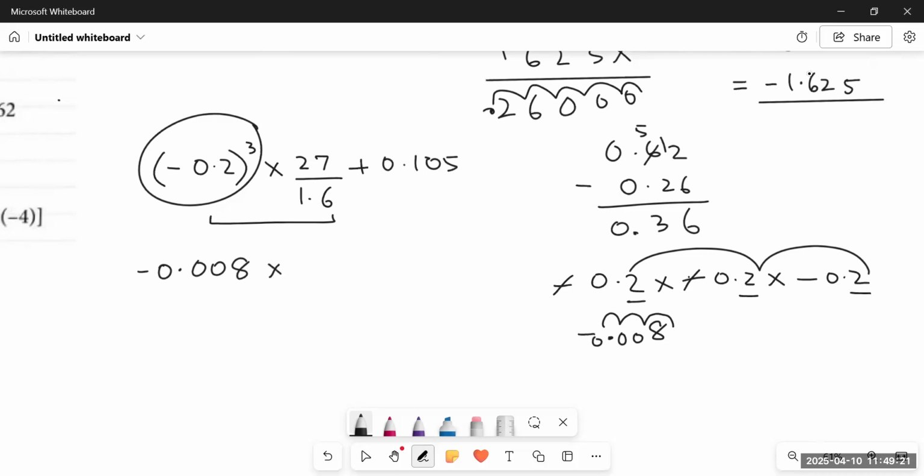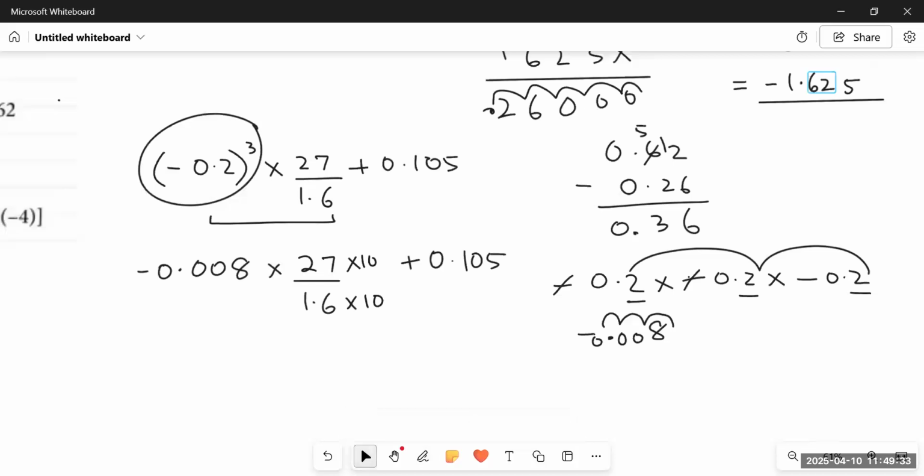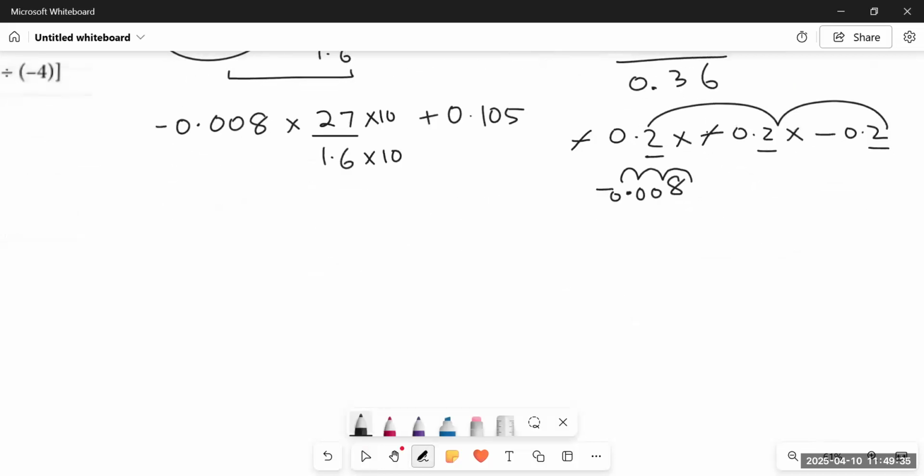Then we have multiplied by 27 upon 1.6. So what we will do, we will multiply both of them with 10 to remove the decimal from the denominator. Next, what are we going to do? It becomes minus 0.008 multiplied by 270 upon 16. Now we can simplify it. 2 twos are 4, 2 ones are 2, 2 threes are 6, 135 upon 2. So dividing it is easy. We can divide 135 by 2 very easily.